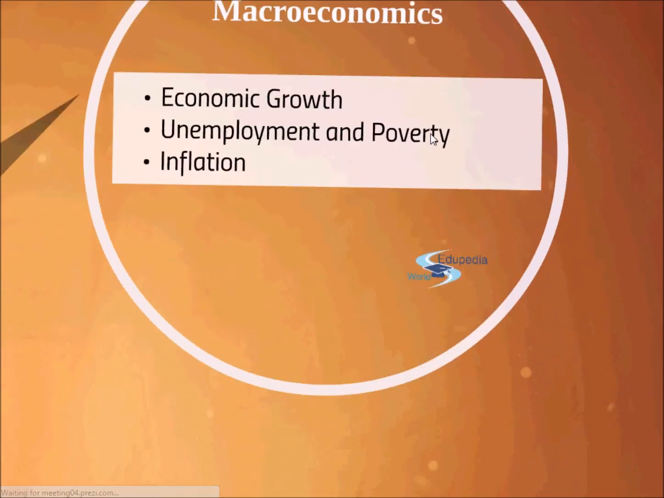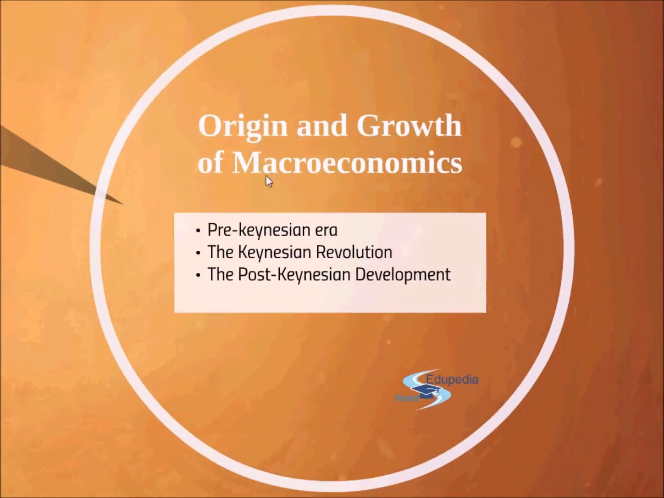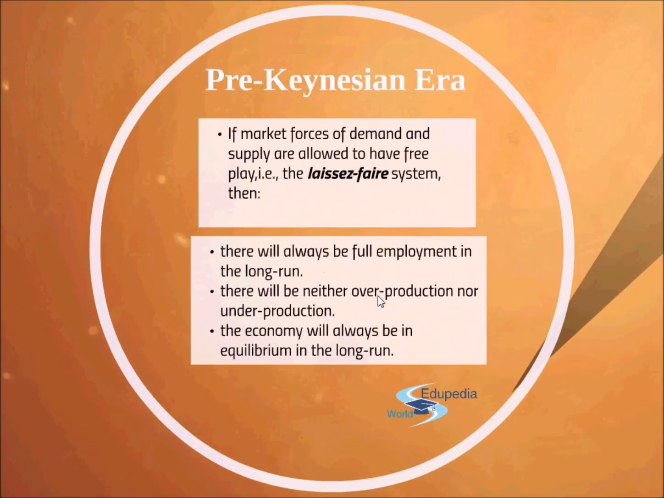So now we proceed to have a look at the origin and growth of macroeconomics, and we can see here that it has been divided into three stages: the pre-Keynesian era, the Keynesian revolution, and the post-Keynesian development. Now let's have a look at all three separately. We start with the pre-Keynesian era.